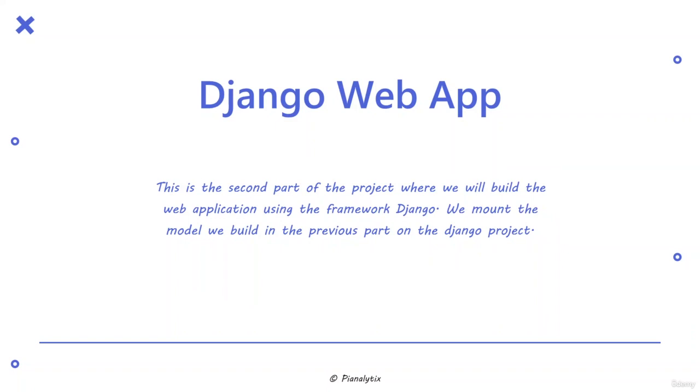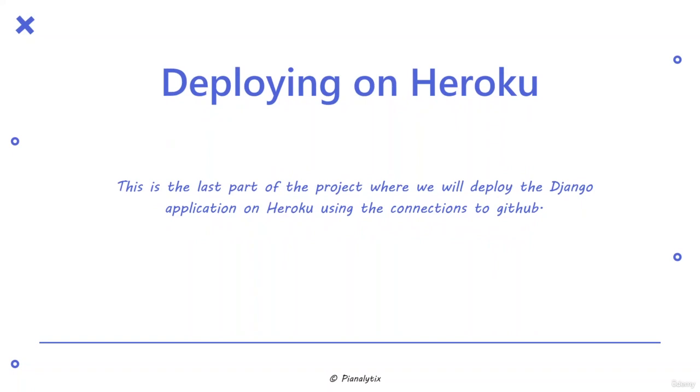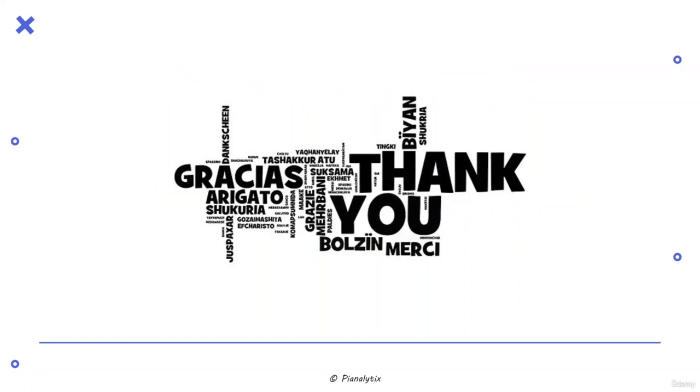So next we have the Django web app. This is the second part of the project where we will be building a web application using the Django framework. We mount the model we built in the previous part on the Django project here. And this is the last part, where we deploy our Django application on Heroku using the connection to GitHub. So now let's start off with the first part, that is building a machine learning model.